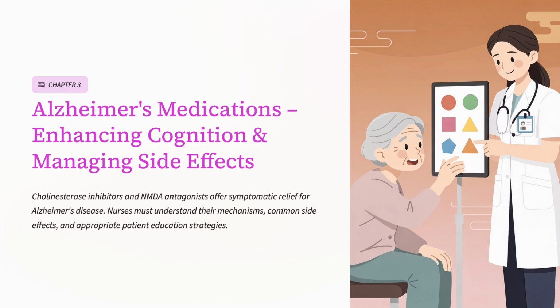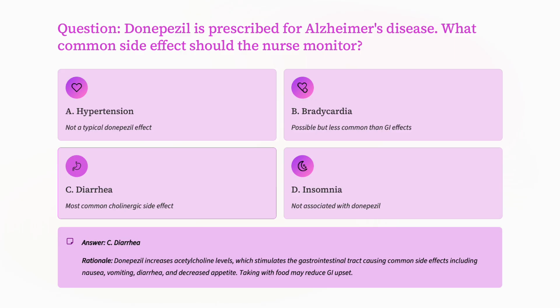Okay, let's look at our Alzheimer's, and Parkinson's is not together. Let's just look at Alzheimer's. Okay, so donepezil is given for Alzheimer's. What are the common side effects? Okay, this is an easy question. So what are the side effects of donepezil? Hypertension, which is high blood pressure, that's not usually a side effect. Bradycardia, yeah, definitely. Okay, diarrhea, yeah, definitely. Insomnia, not so much. So we're going to eliminate A and D because those are not side effects of donepezil.